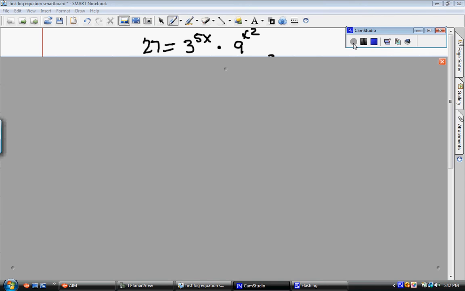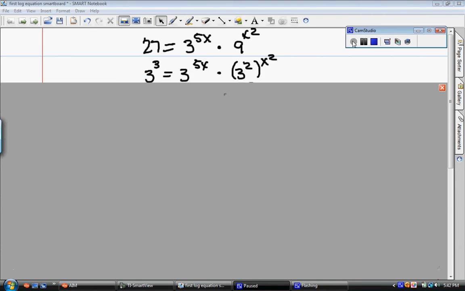This is the first of 5 kinds of logarithmic equations that we have solved in Chapter 5. In this kind of equation, all of the numbers in the equation, the 27, the 3, and the 9, can all be written with the same base. We can write all of these numbers with a base of 3. The 27 is written as 3 cubed, the 3 stays the same, and the 9 is written as 3 squared.